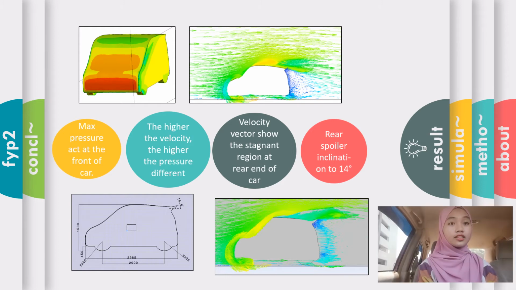Hi, I will explain more about the velocity vector based on the previous slide. Imagine there are two vehicles, the front one and the one at the back. If the front one moves at a speed of 100 km per hour, due to the stagnant region at the back of the car, the second car can move at the same speed as the first one. This is due to the stagnant region, and there is no pressure acting on the second car.